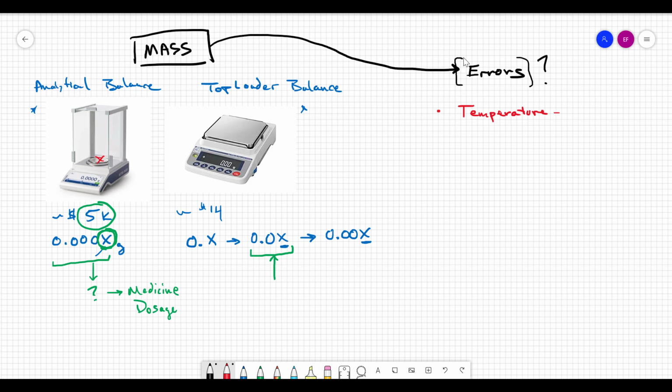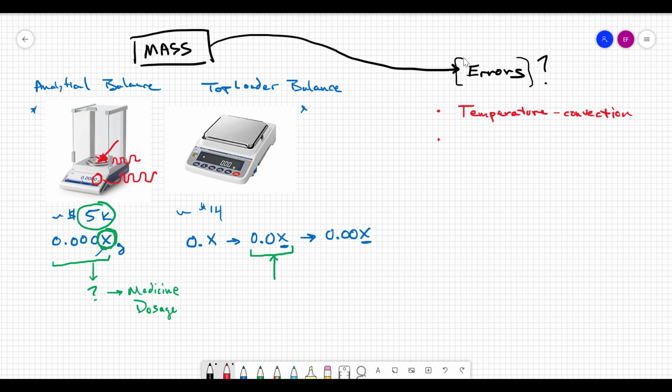Specifically, convection, which is the loss of heat through air movement, can cause this really sensitive pan that sits on this balance to oscillate up and down, which causes the number here in the digit to move up and down, leading to error in your measurement.